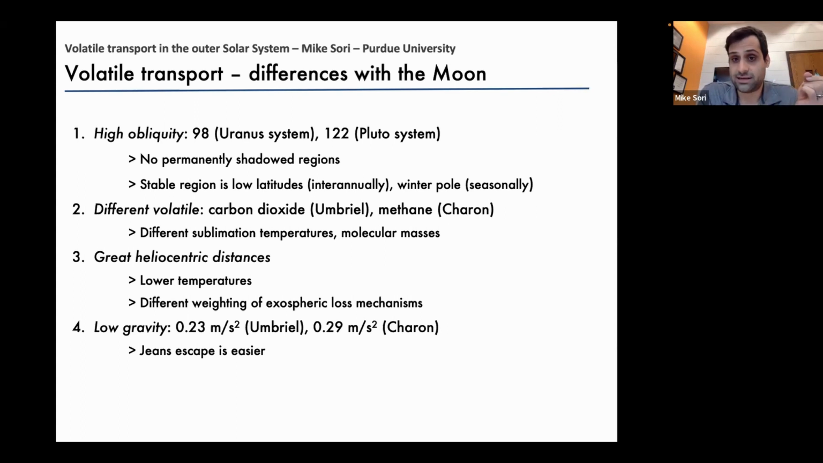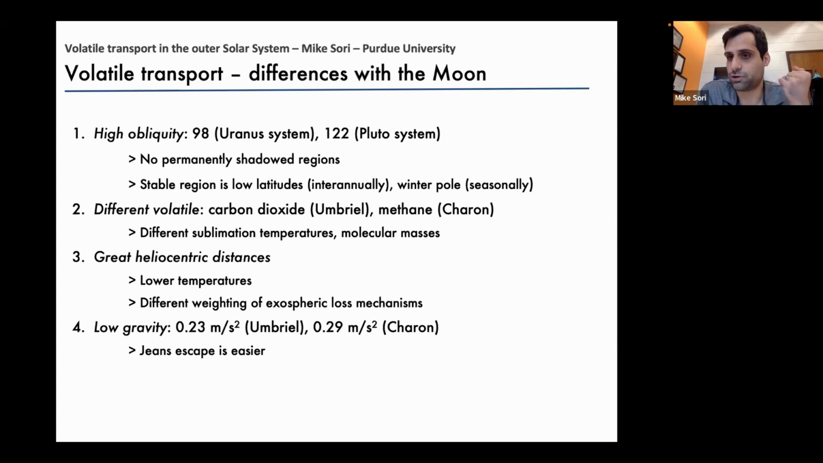This also has the effect of, at least interannually, the stable region for volatiles being at low latitudes, not at the poles, because of the high obliquities. If you're interested in seasonal volatile transport, then the winter pole is most stable. If you're interested in longer time scales, low latitudes are going to be relatively more stable.